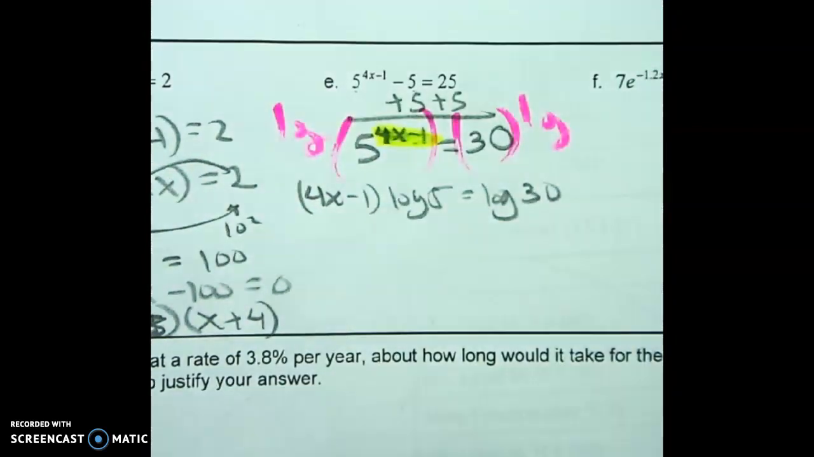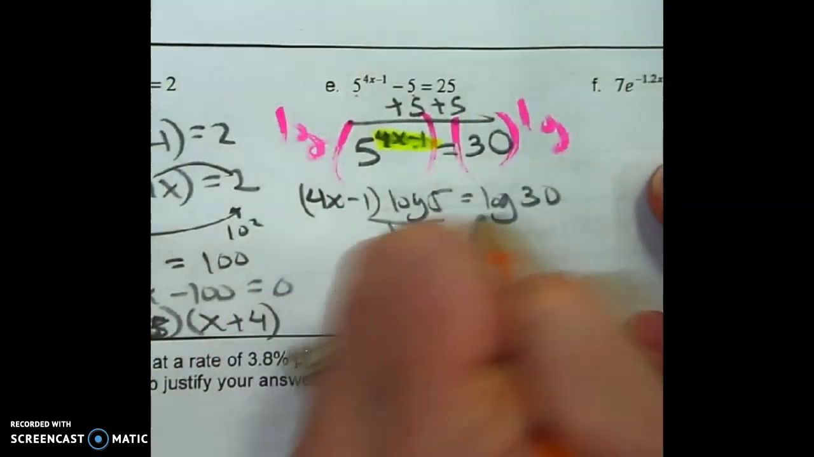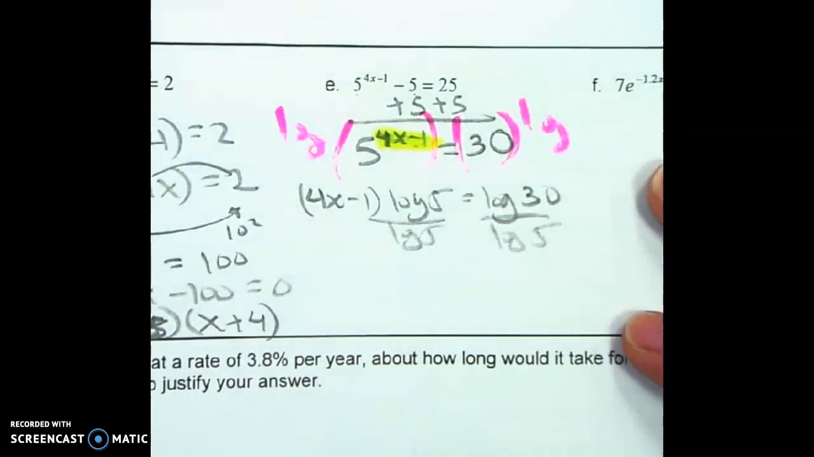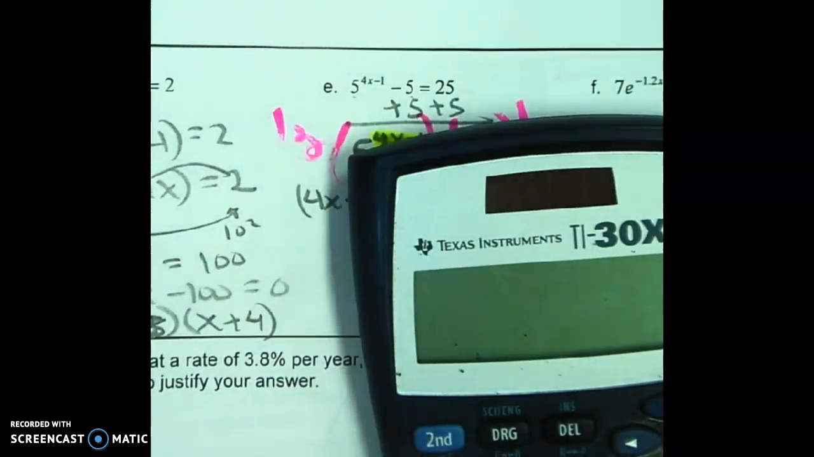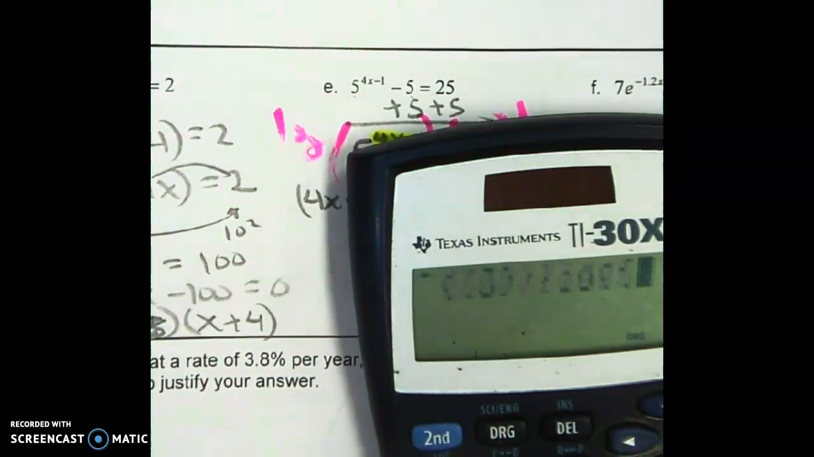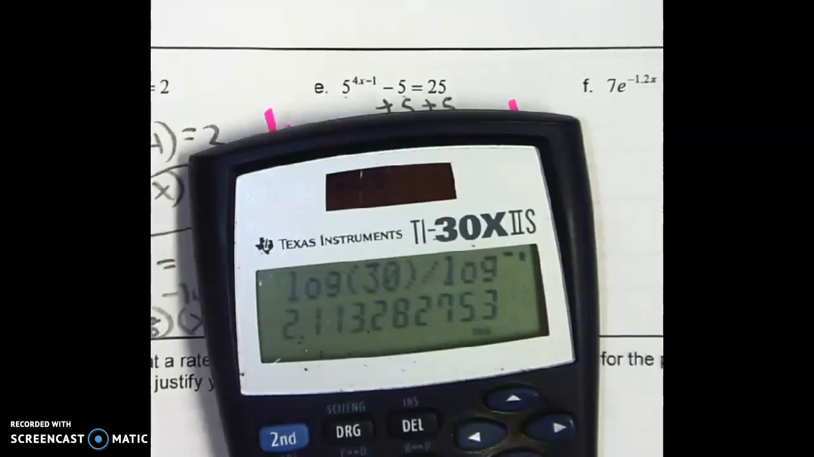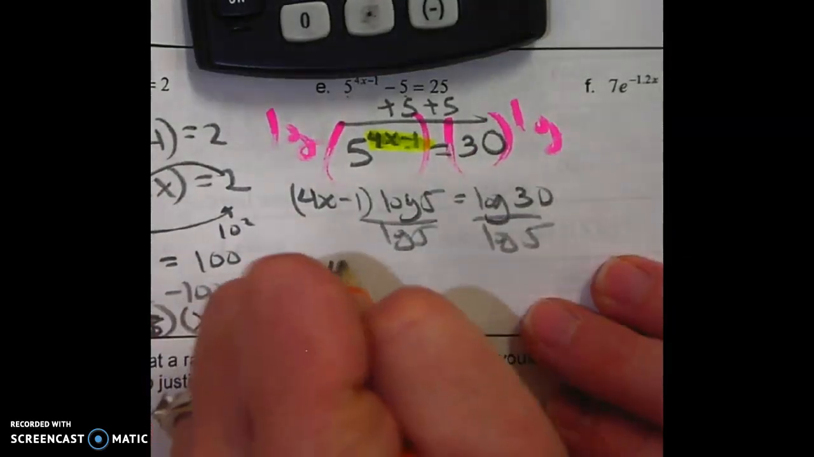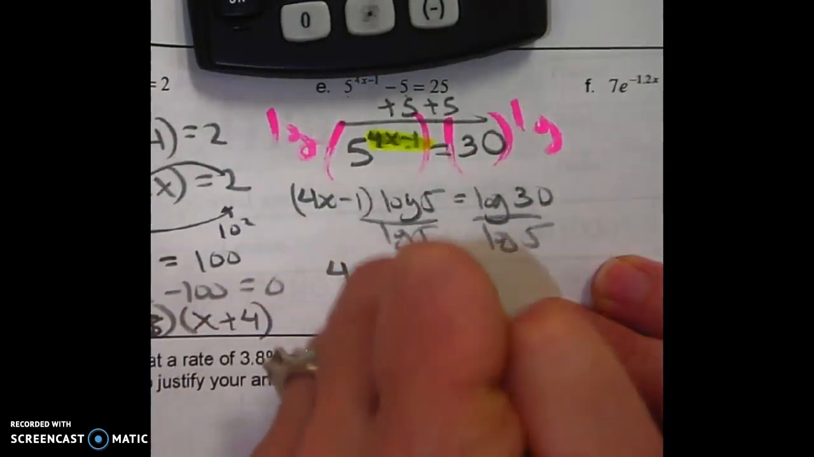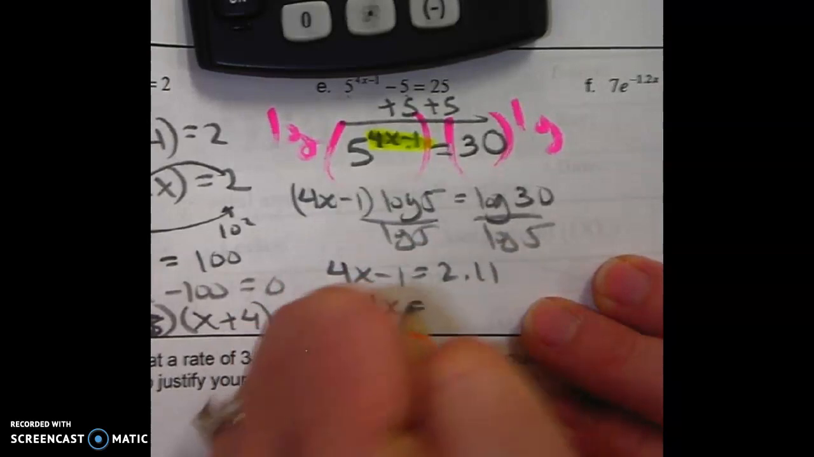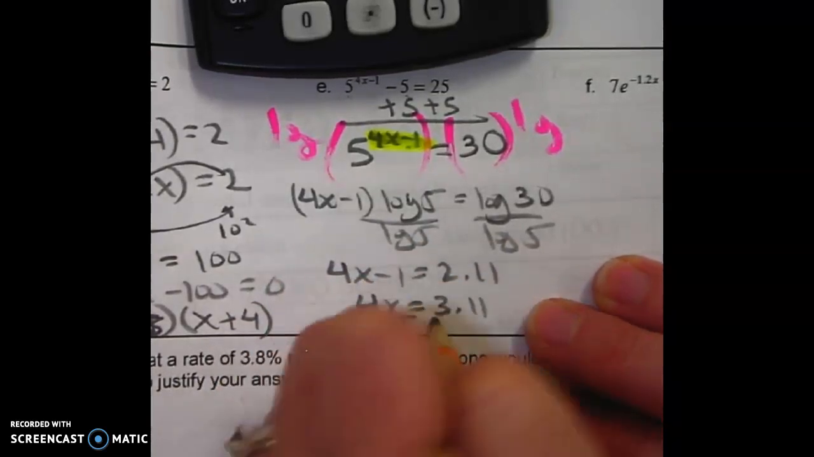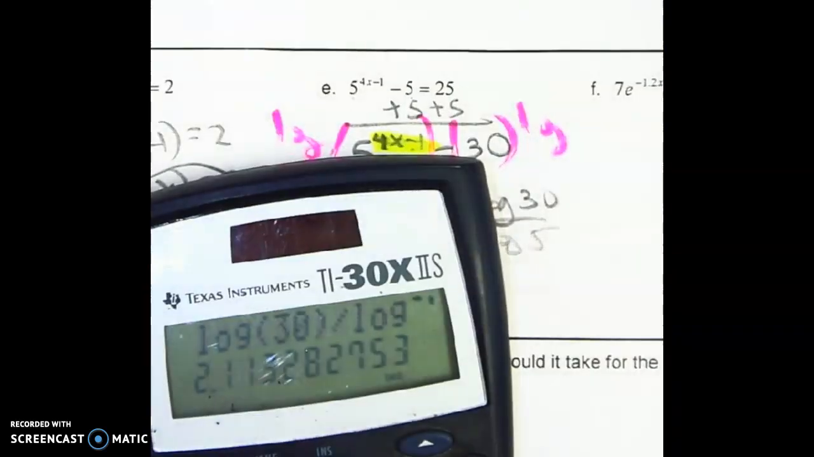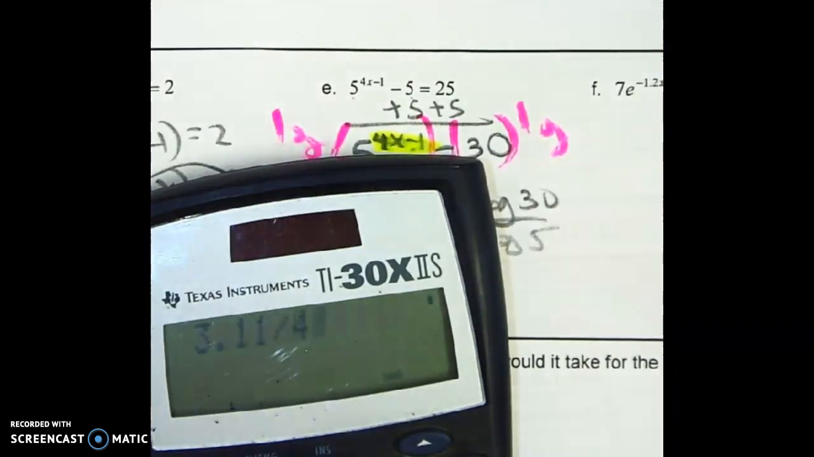Okay. Divide by log 5. Pick up my calculator. .11. Add 1. Divide by 4. And I get 0.77, which is 0.78.